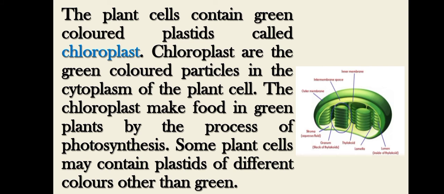Some plant cells may contain plastids of different colors other than green. You have seen the different colors of the flowers, and you have seen that the ripened fruits also have different colors. So these colors are due to the presence of chromoplastids, which contain color pigments other than green.